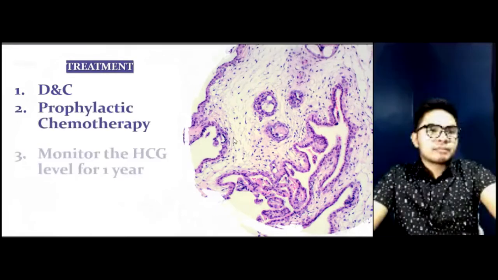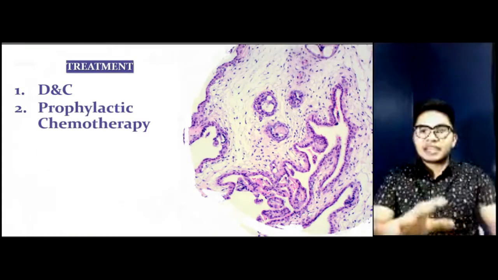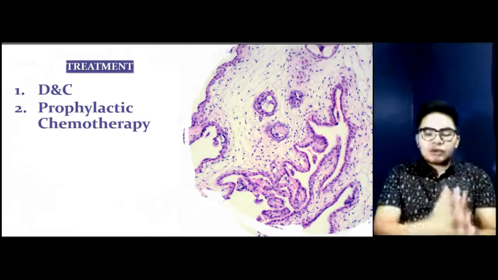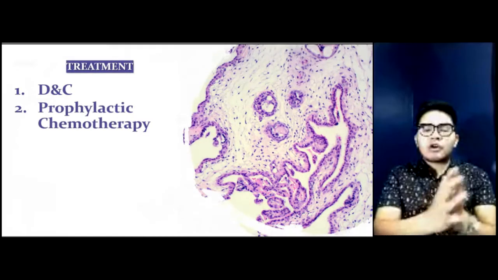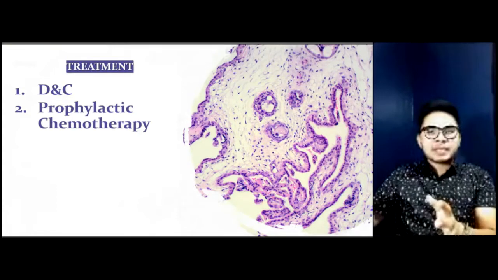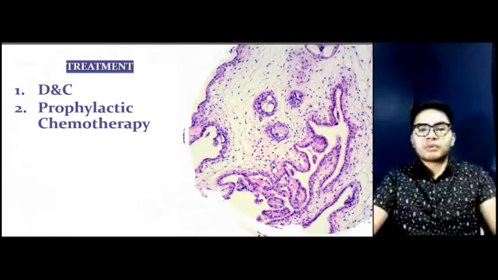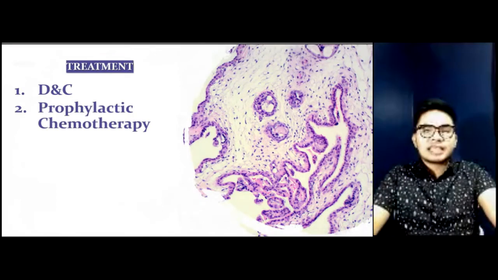Number two treatment is prophylactic chemotherapy. As I have said earlier, H-mole could lead to choriocarcinoma cancer. The doctor is avoiding this to happen, so they give the patient methotrexate, good for 1 year. Prophylactic chemotherapy.